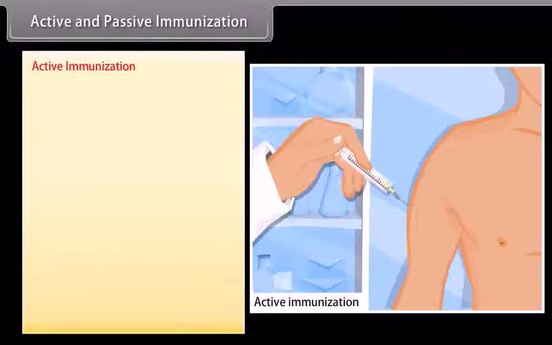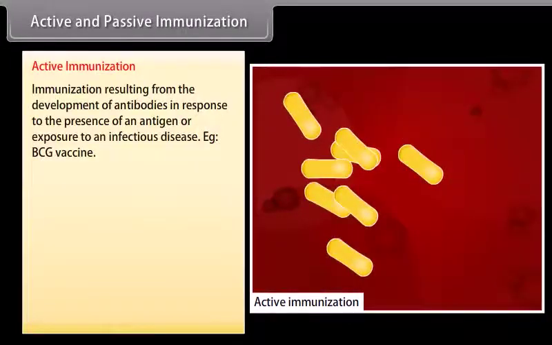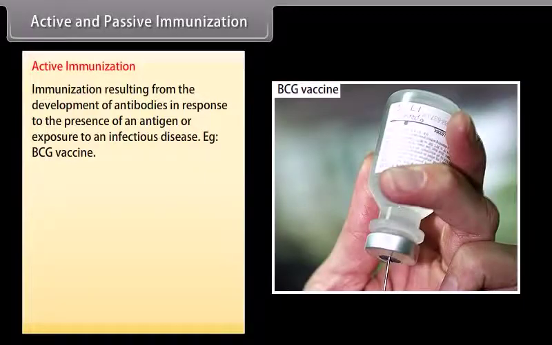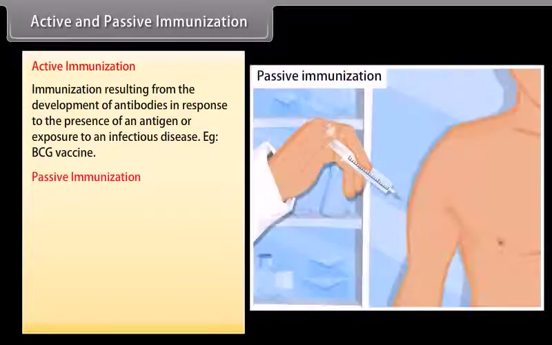Active and passive immunization. Active immunization: immunization resulting from the development of antibodies in response to the presence of an antigen or exposure to an infectious disease. Example, BCG vaccine.